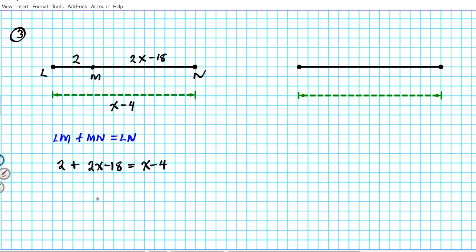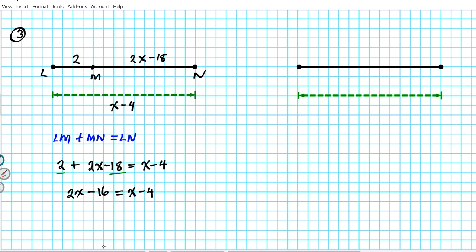So let's go ahead and solve this. On the left side, we'll combine like terms. 2 and 18 are like terms. So bring down the 2x, and if you combine 2 and 18, you have negative 16. Subtract and keep the sign of the bigger, is equal to x minus 4.